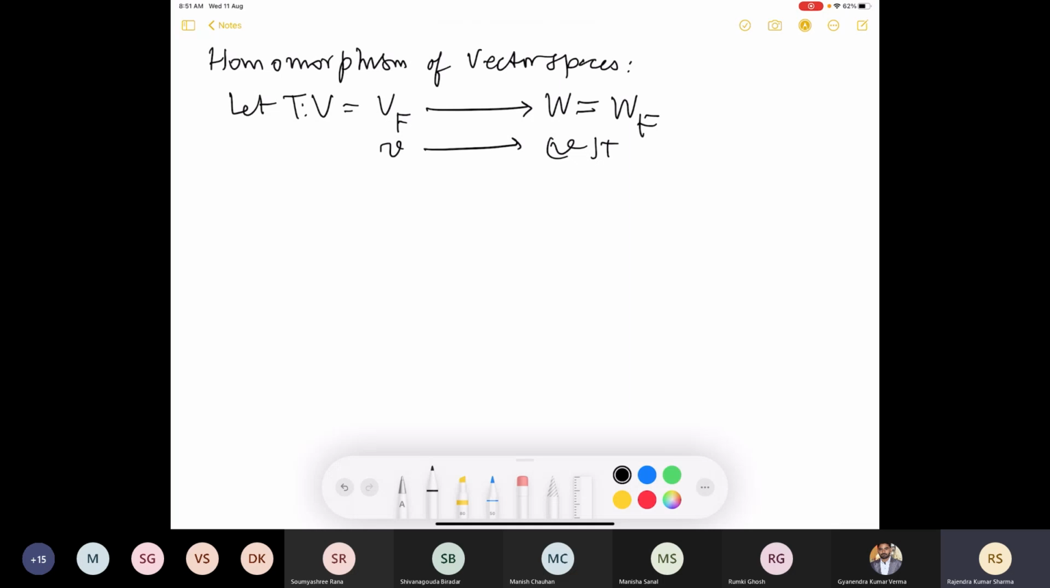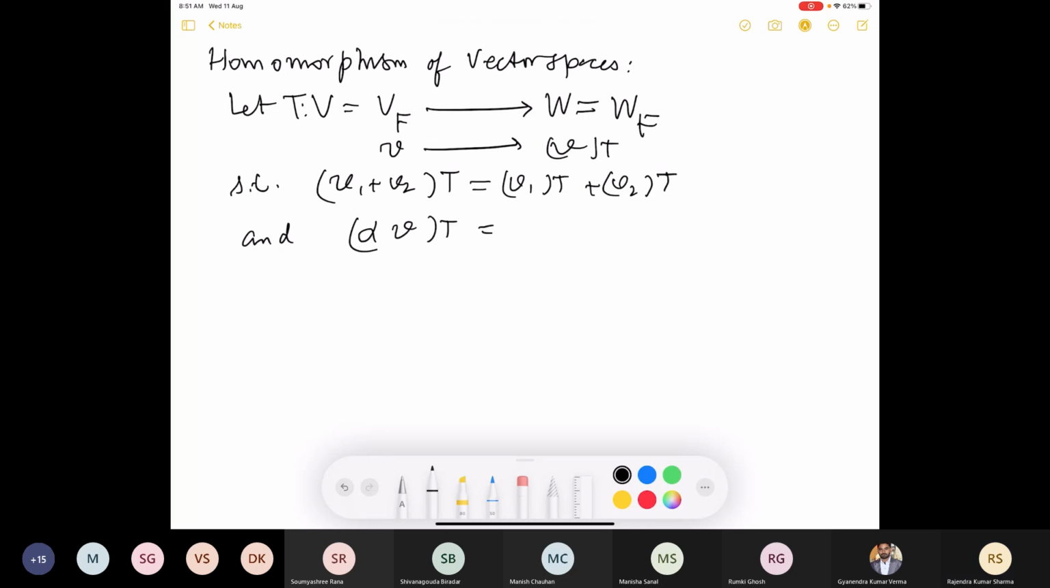So we shall prefer this notation. Let T be a map such that it preserves addition, that means if you have (v1 + v2)T, this is v1T + v2T, and scalar multiplication, so this means that (alpha v)T is alpha times vT, for all alpha in F and for all v, v1 and v2.